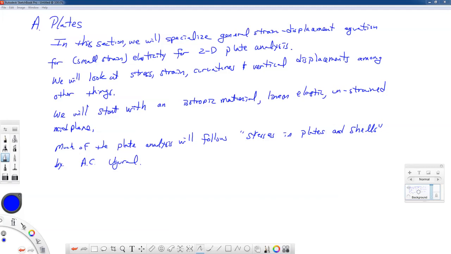However, there's a little bit of a difference in that a lot of people use a different coordinate system than what most modern mechanics of materials books use. So the first thing I'm going to do is just to restate everything we know about beams in a typical plate type coordinate system, and we'll see about the deflections and stresses and strains and so forth.